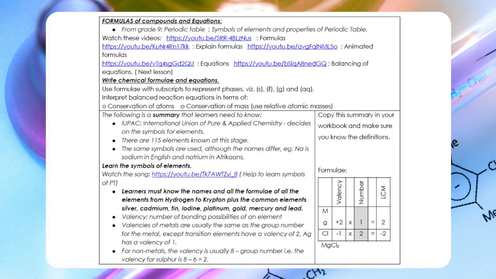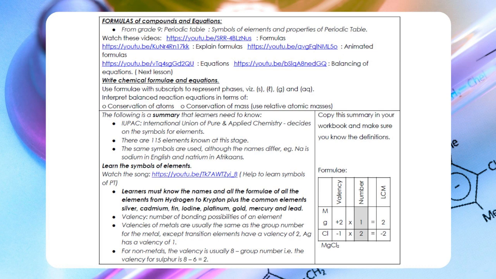IUPAC, International Union of Pure and Applied Chemistry, decides on the symbols for elements. There are 115 elements known at this stage. The same symbols are used, although the names differ. For example, sodium in English and natrium in Afrikaans. Learn the symbols of elements. Watch the song, which helps to learn the symbols of the periodic table.